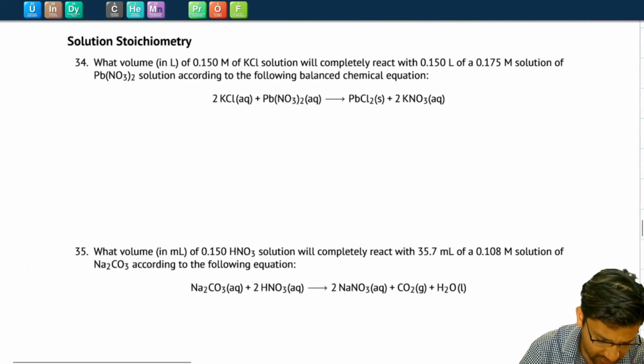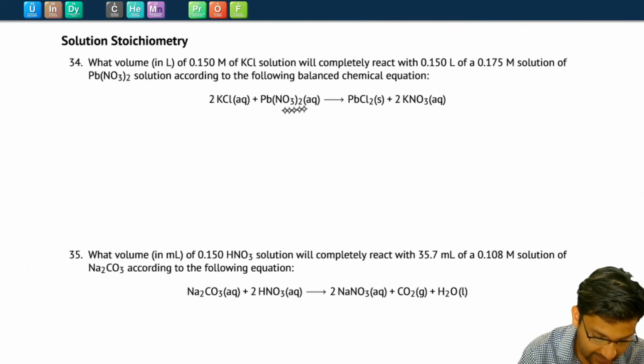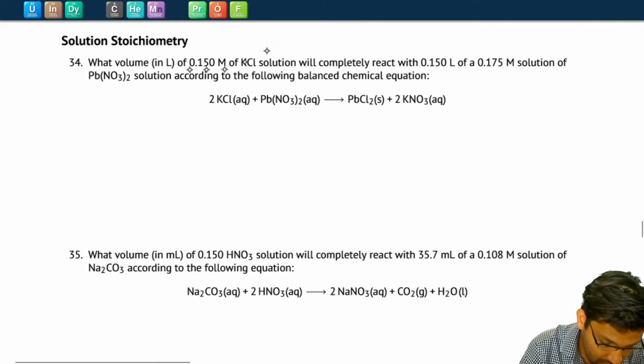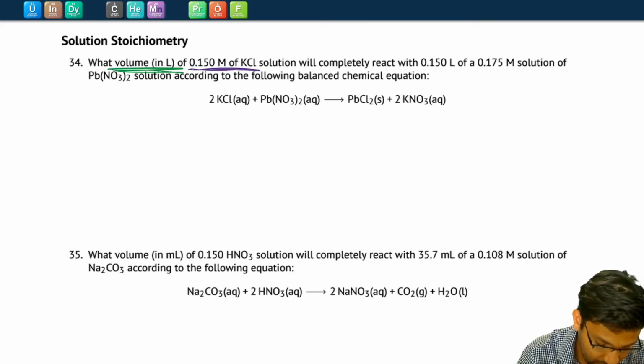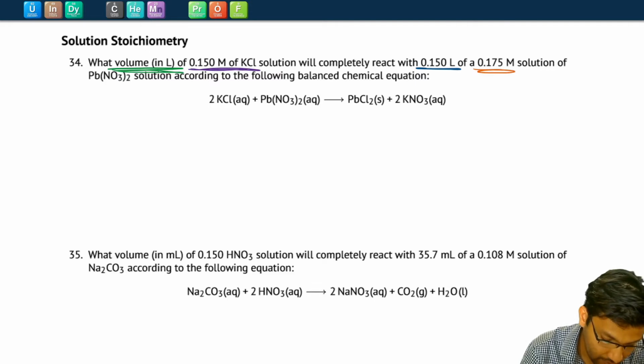Okay, so let's look at number 34. We have this reaction between potassium chloride and lead nitrate, and it's asking for the volume in liters of the potassium chloride solution. They give us 0.150 molar, and it completely reacts with 1.150 liters of a solution that is 0.175 molar lead nitrate. So our known solution here is lead nitrate because we know the volume and the concentration, and our unknown solution will be the potassium chloride because we only know the concentration but not the volume.